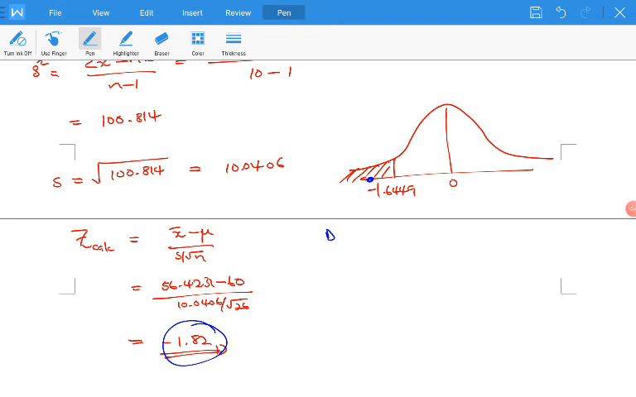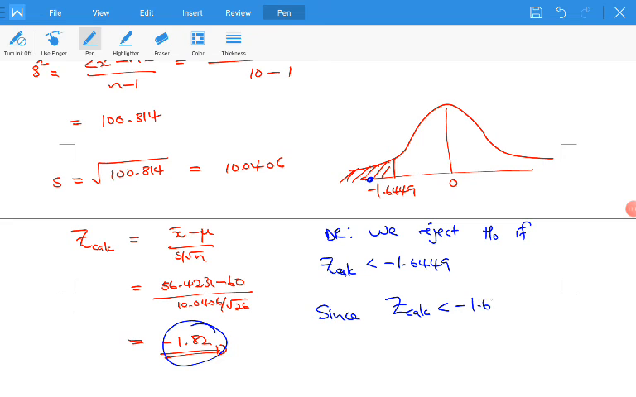So our decision rule is that we reject H0, the null hypothesis, if z-calc is less than negative 1.6449. So, conclusion: since z-calc is less than negative 1.6449, we reject the null hypothesis.